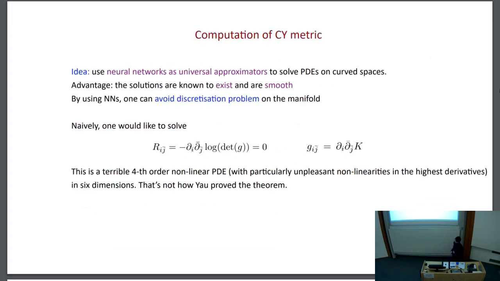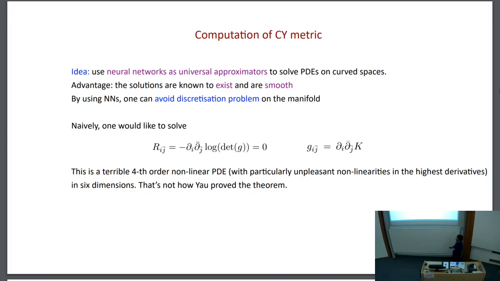So computing the metric first, the Ricci flat metric, so you have the Ricci tensor equals 0. This is a particularly bad equation. It's fourth order if you write it in terms of a Kähler potential. A fourth order PDE, which is nonlinear, is particularly bad because the nonlinearities are in the highest derivatives. It's in 6 dimensions. It's as bad as it can get. So numerical methods are sort of hopeless on this problem.